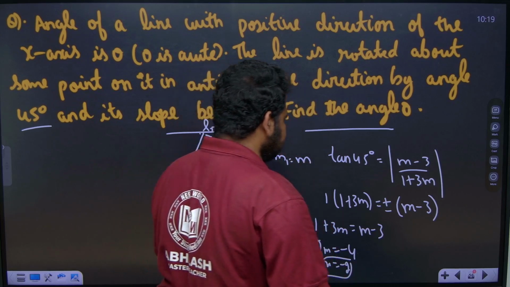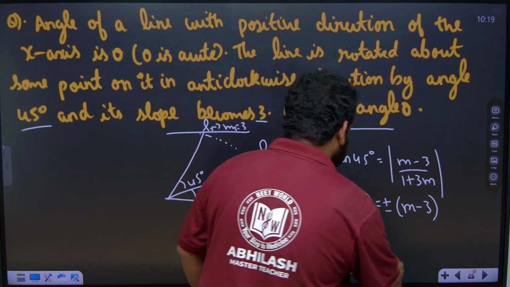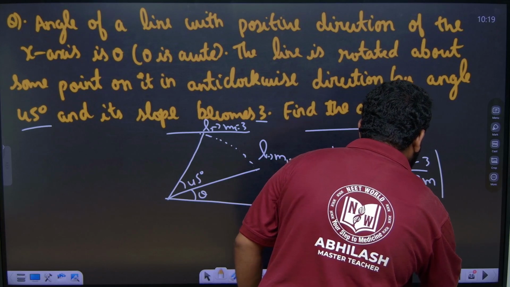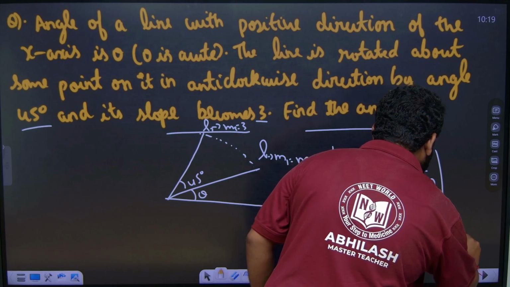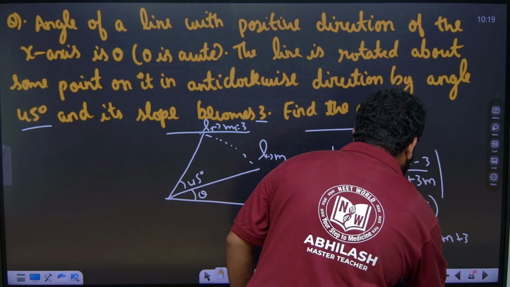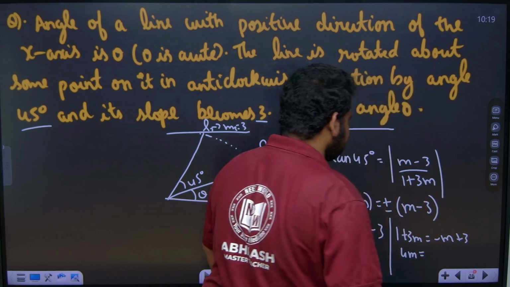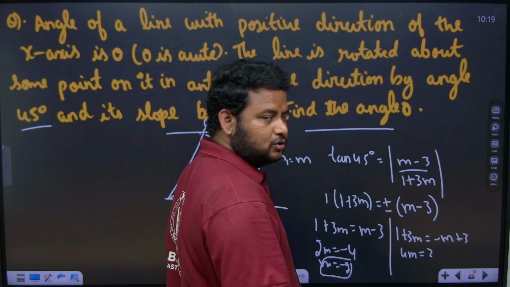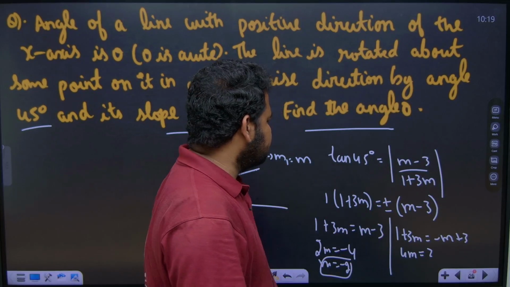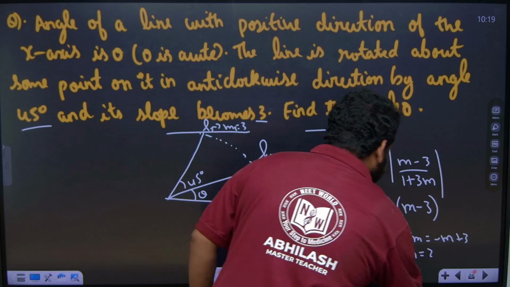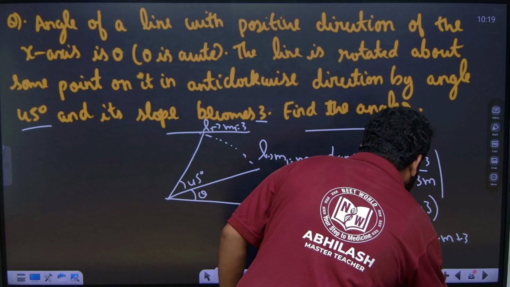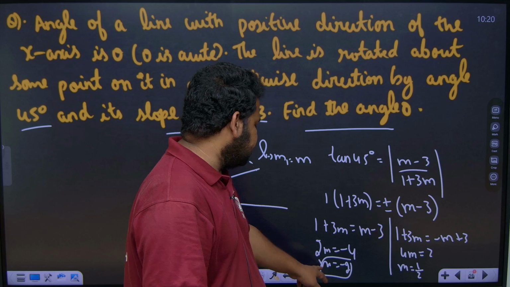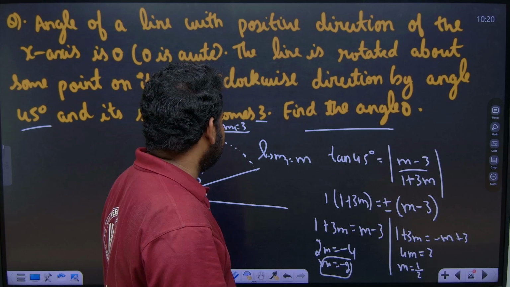This is one thing. Next, if it is minus, this will become 1 plus 3m is equal to minus m plus 3. So you will get 4m is equal to 3 minus 1, that is 2. So m will be equal to 1 by 2. So you got m equal to 1 by 2. Another thing, m is equal to minus 2.